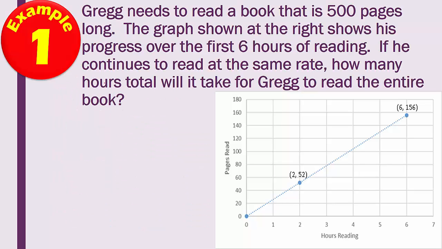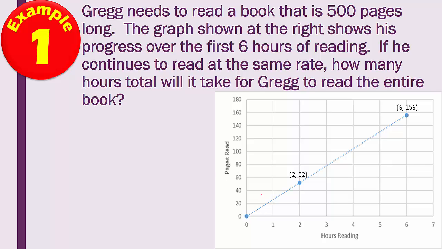All right, so first example. Greg needs to read a book that is 500 pages long. The graph shown at the right shows his progress over the first 6 hours of reading. If he continues to read at the same rate, how many hours total will it take for Greg to read the entire book? So the first thing we need to do is find the rate of change.